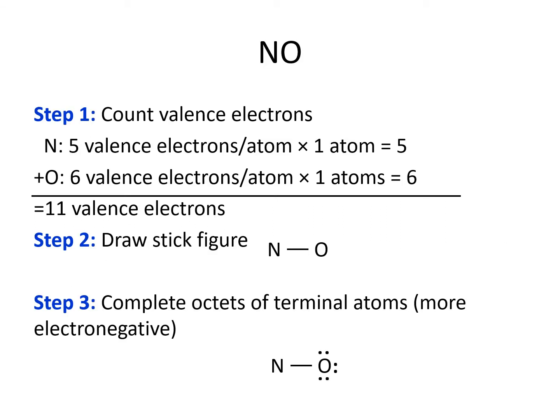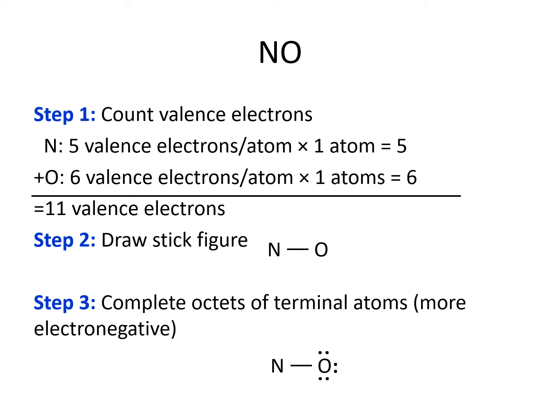Let's look at an example. This time we are doing the neutral NO molecule rather than the NO plus 1 ion. Step 1. Count the valence electrons. Nitrogen is 5 and oxygen is 6, so there is a total of 11. We don't add or subtract any because it is not an ion.